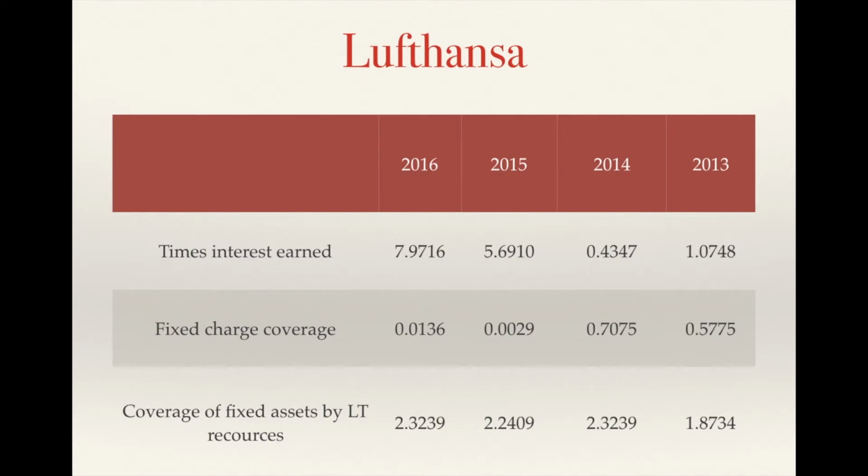Coverage of fixed assets by long-term resources equal to 1. For example, what does it mean? Fixed assets are 100% covered by equity and long-term debt. The company follows the general rule that its operating assets should be covered by long-term sources. A ratio higher than 1 means long-term resources also cover part of current assets. But when it is lower than 1, it means long-term assets are partly covered by short-term debt. It means risky.